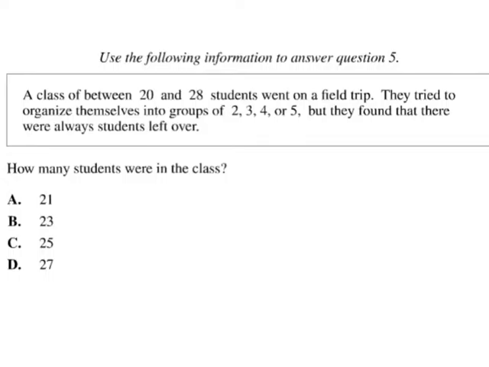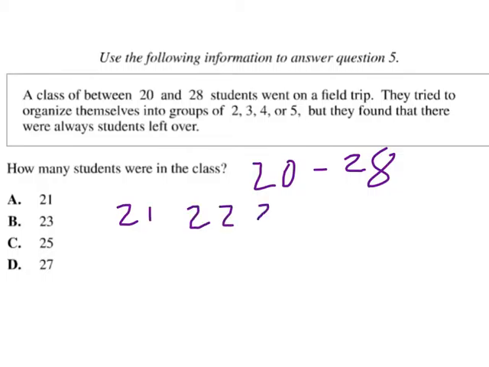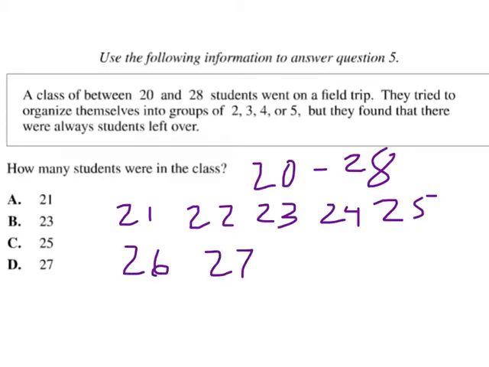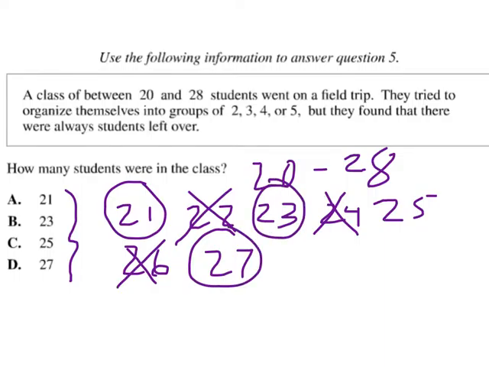So the strategy I'm going to use here is to guess and check. I'll start by thinking, what do I know? I know that there were between 20 and 28 kids. So that means there were either 21, 22, 23, 24, 25, 26, or 27. Since this is multiple choice, I know it has to be one of those 4, so I can get rid of 22, 24, and 26, leaving me only 3 choices. Now it should be pretty easy to figure out.